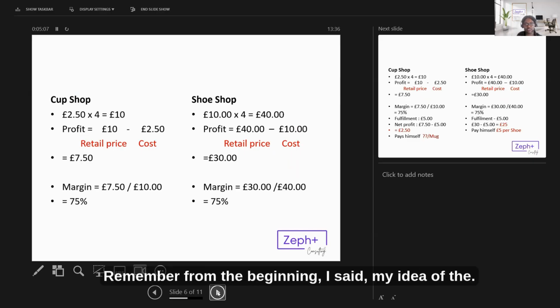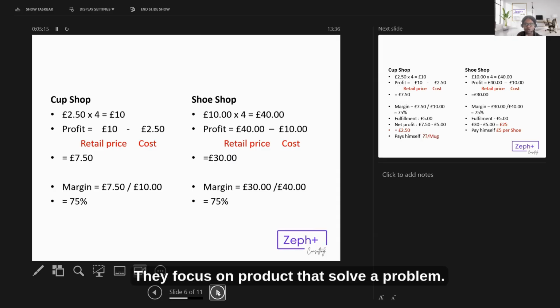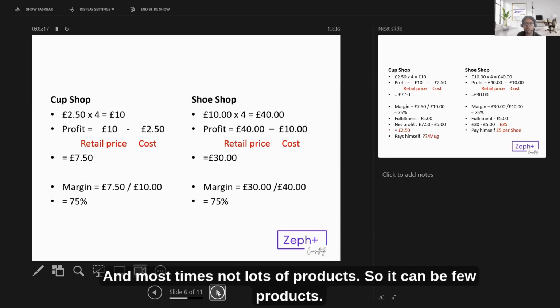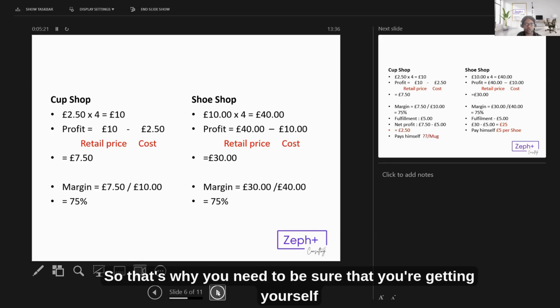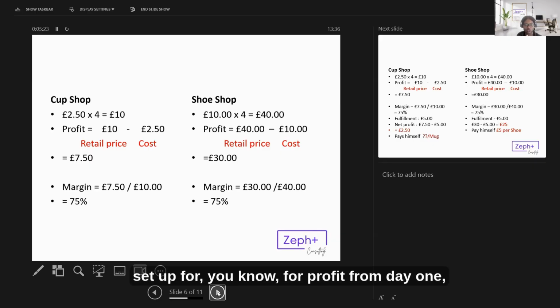Remember from the beginning, I said my idea of this shop is a shop that's trying to build a brand. Most times they don't sell lots of products. They focus on products that solve a problem, so it can be a few products. That's why you need to be sure you're setting yourself up for profit from day one. Right. Let's look at those two shops.